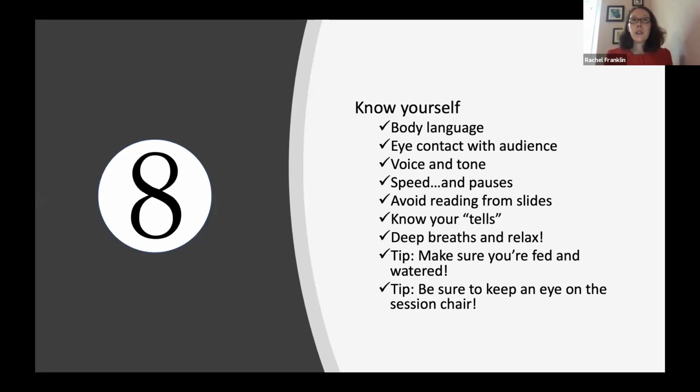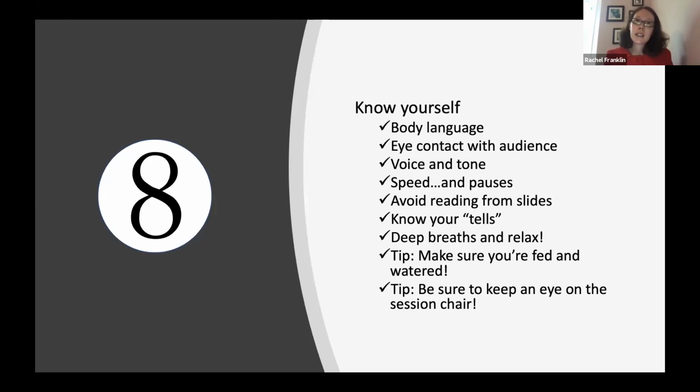If you find yourself getting really nervous, right, which is usually what's driving the voice going too fast or the change in the register, just take a deep breath, slow down, and start again. I have a couple of tips here too. Make sure you're fed and watered.